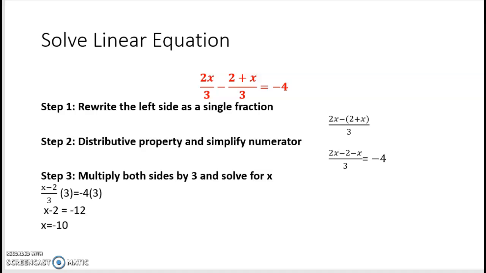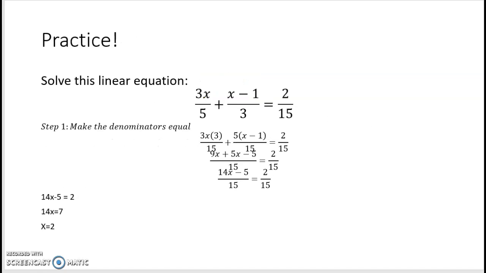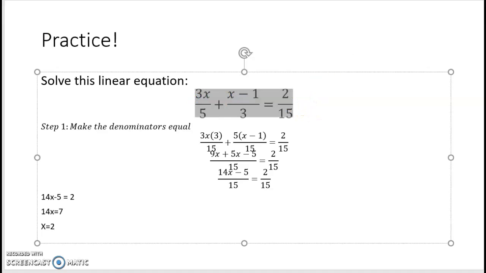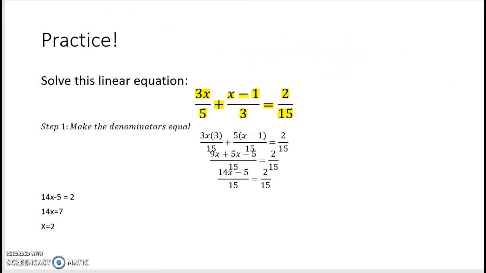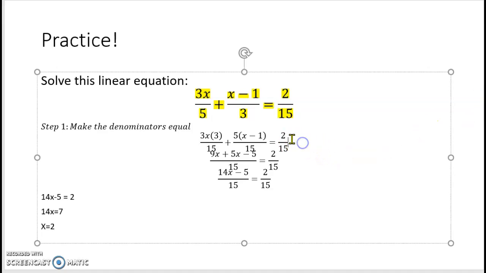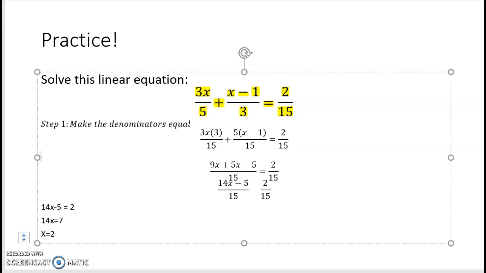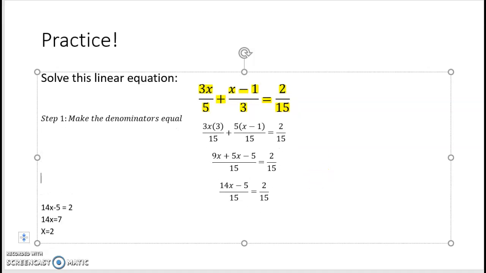Okay. So I want you guys to practice right now. It's a bit jumbled up over here, that's okay. On the top here, go ahead and do that right now, and we'll discuss how we can solve that. So (3x over 5) plus (x minus 1) divided by 3 equals 2 over 15. So we got a bunch of fractions here.